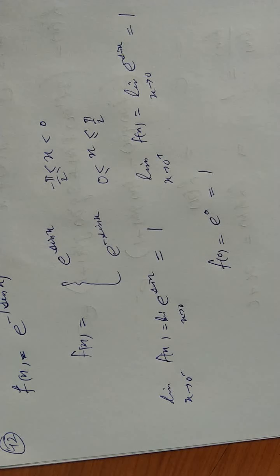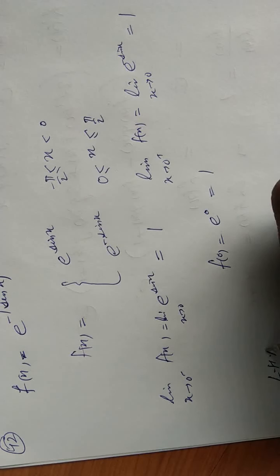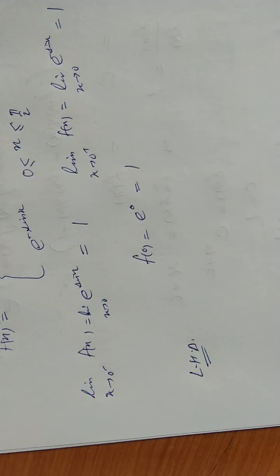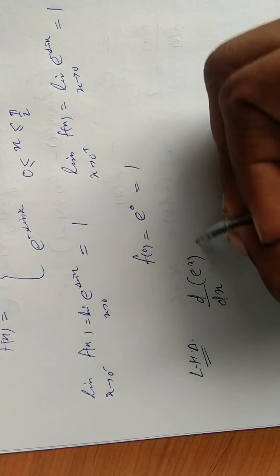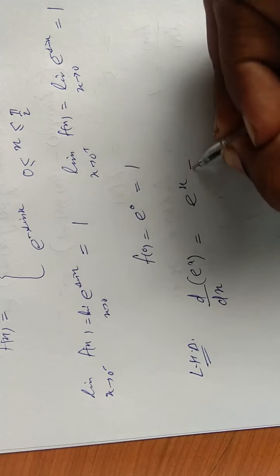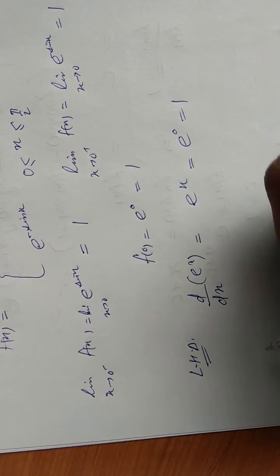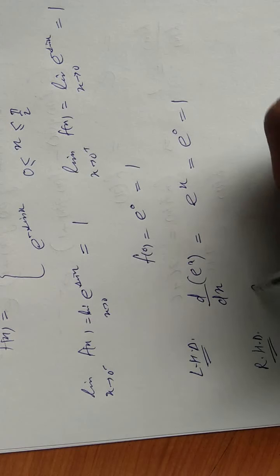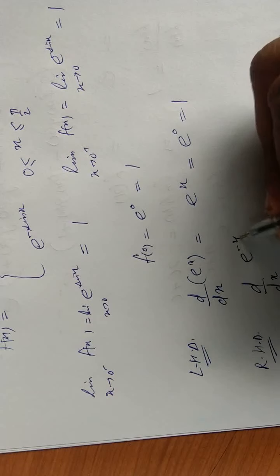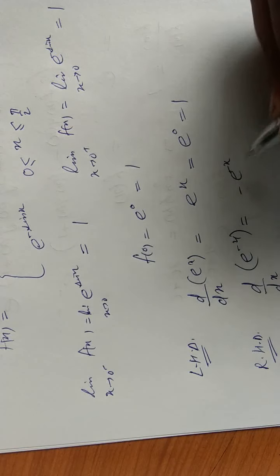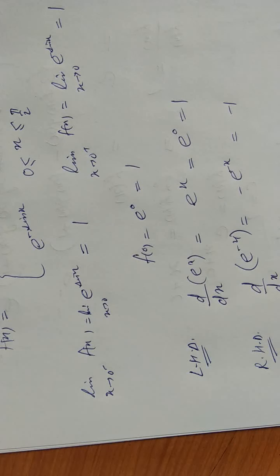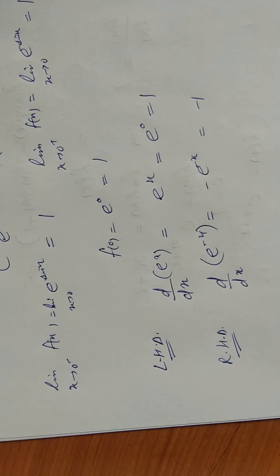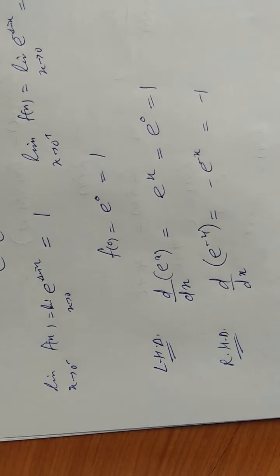Now let's calculate RHD and LHD. So for LHD, what happens is d by dx of e power x is equal to e power x, which is e power 0, equal to 1. For RHD, what we need to do is differentiate e power minus x. So it would be minus of e power minus x, and this would be equal to minus 1 at x is equal to 0. Since LHD and RHD are unequal, the function is not differentiable.